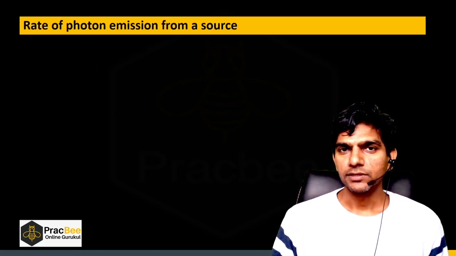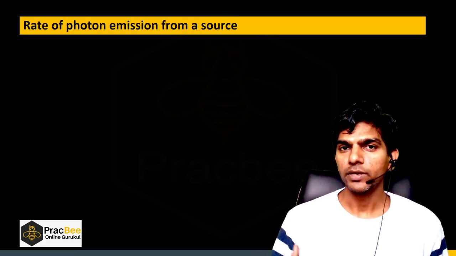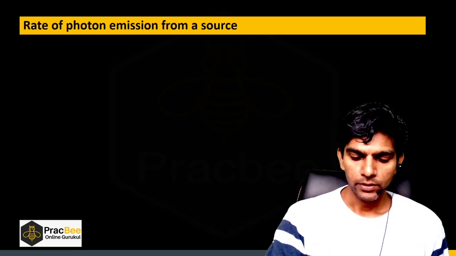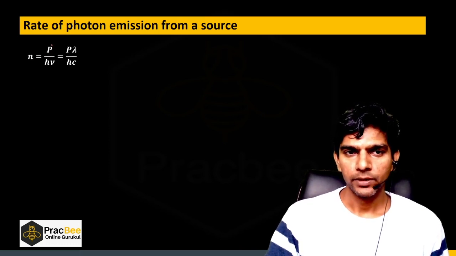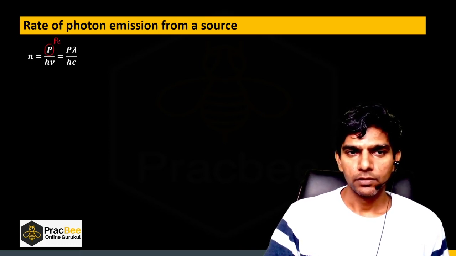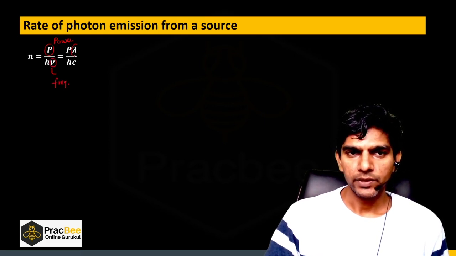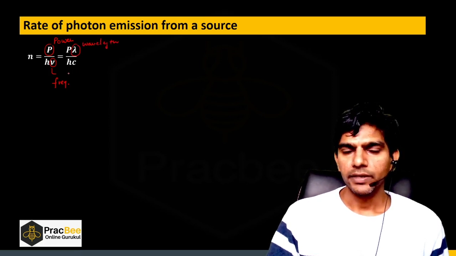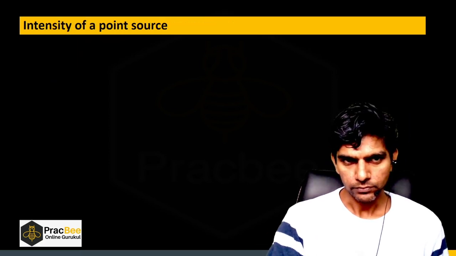Right, so the next concept is the rate of photon emission from the source. How many photons are being generated per second? It will be given by this formula, P by h nu, where P is the power, nu is the frequency, lambda is the wavelength, and h is Planck's constant. So do remember this formula because I have seen a direct question from this formula in the exam.